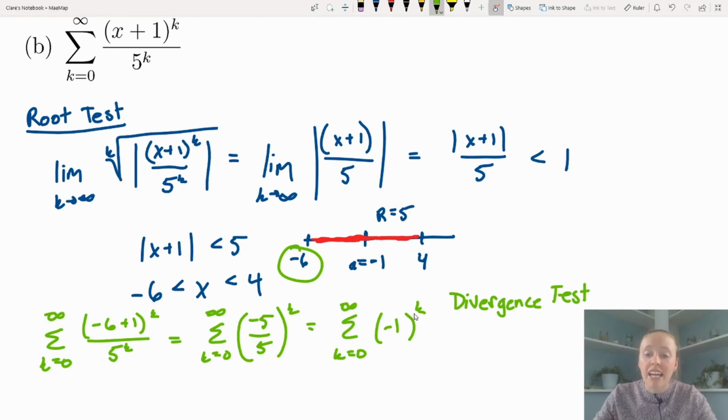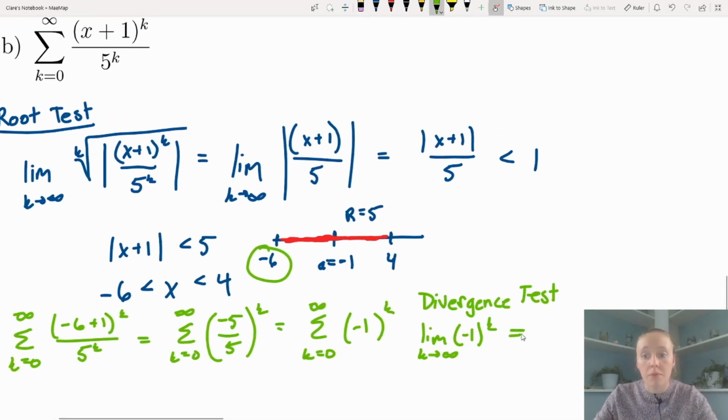Think about it. If I take the limit of (negative 1) to the k as k goes towards infinity, that's never going to be equivalent to 0, because if I'm starting at 0, that'll be positive 1, and then I'll be adding a negative 1, then a positive 1 to that, and then adding a negative 1, positive 1, negative 1, and so on. It's going to continue to oscillate forever. So because of my divergence test, I don't get that the limit equals 0. I know for a fact it diverges.